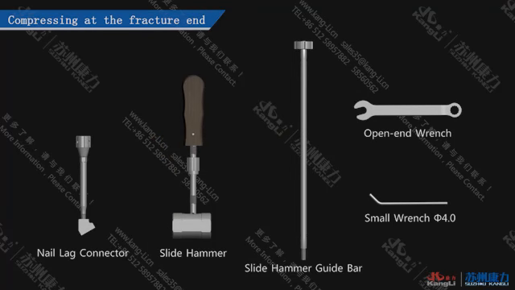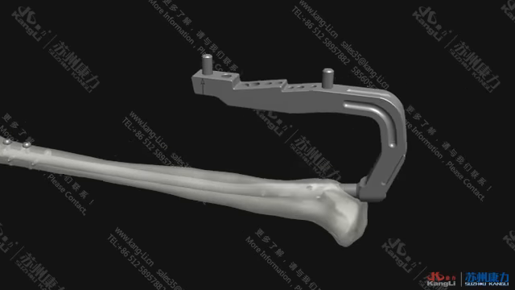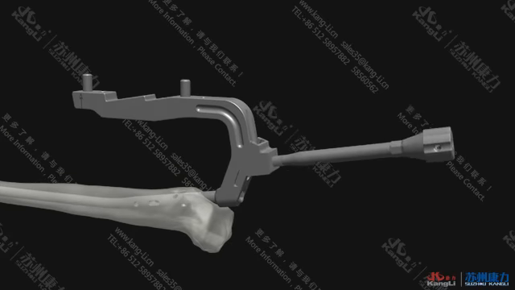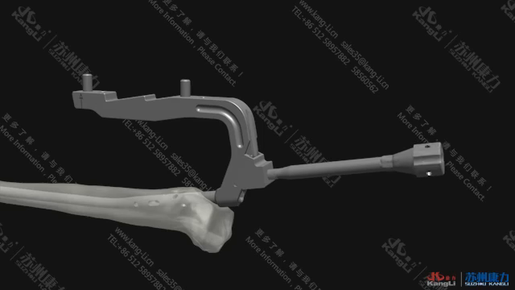Compressing at the fracture end. Lock the locking screw at the distal end first. Install the nail leg connector on the groove of the holder, and then tighten it with an open-end wrench.